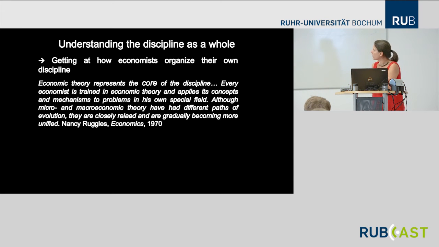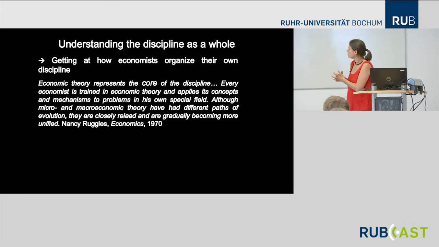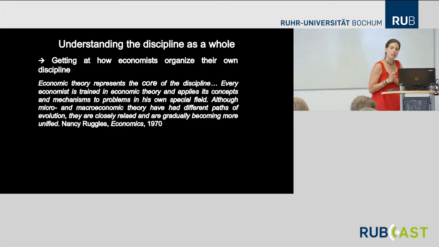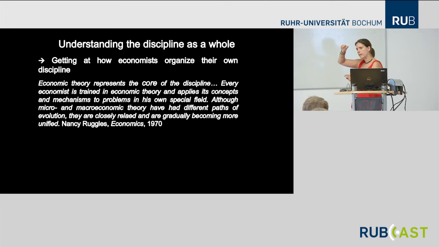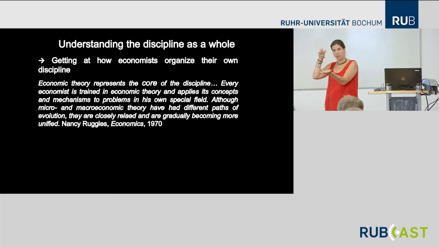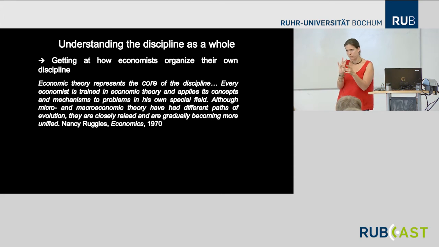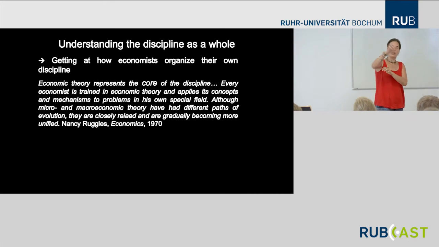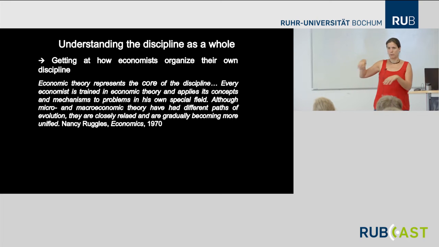"Every economist is trained in economic theory and applies its concepts and mechanisms to problems in his own special field. Although micro and macroeconomic theory have different paths of evolution, they are closely related and are gradually becoming more unified." Okay? So she's saying basically an economist has a core, and that core is a set of techniques in micro and macro. And when you master that, this is what you do in the first two years, you begin to do optimization techniques and probability. And when you master that set of techniques, you go and apply it to a set of problems: development, public economics, if you want to understand why the government takes the decisions it takes.